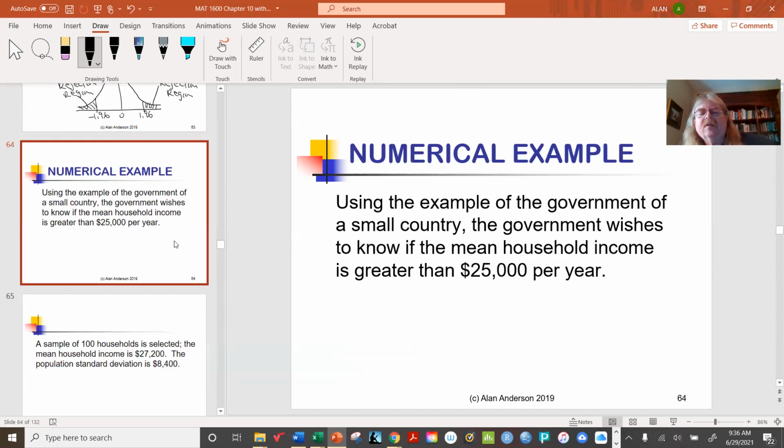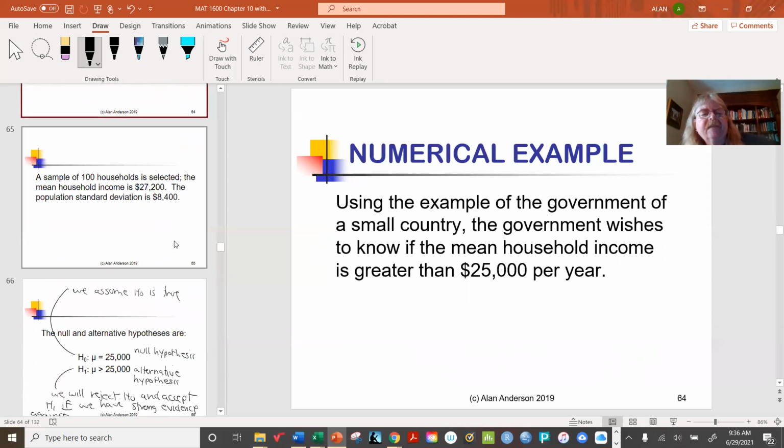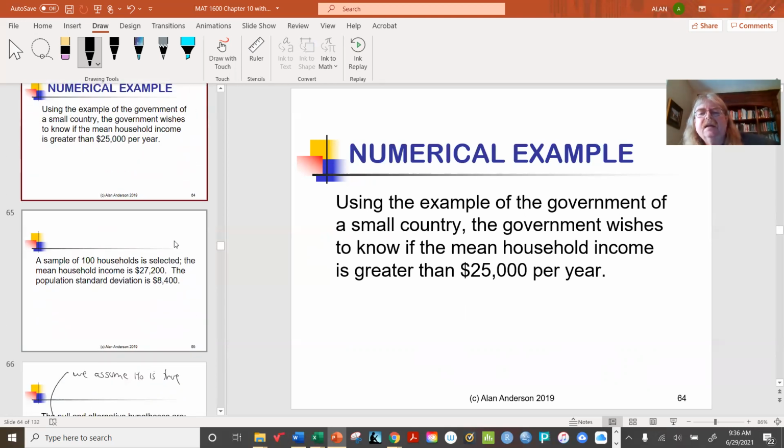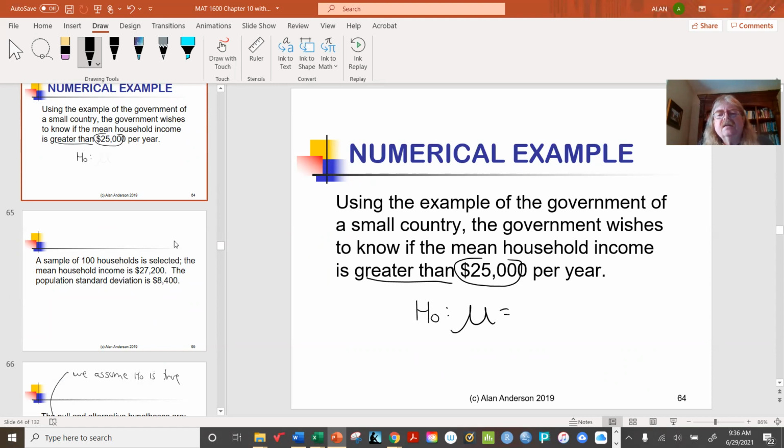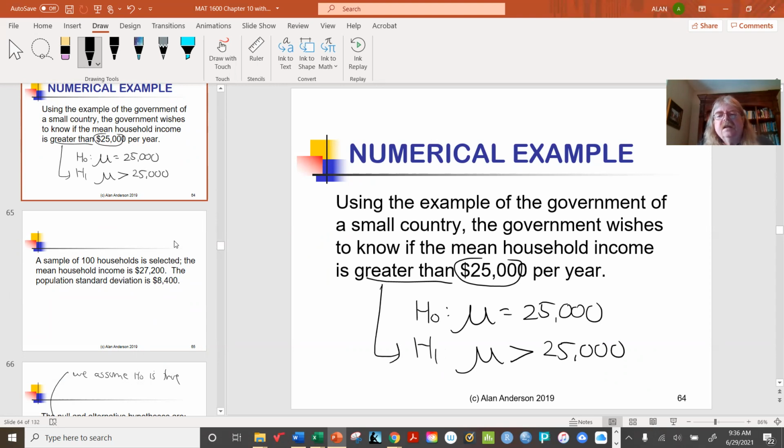Okay, so remember earlier we talked about this government that wanted to know if the mean income of its households is greater than $25,000 per year. Now, the fact that they want to know if it's greater than, already that's a hint that this is a right-tailed test. Right tail, because it says greater than. We're looking for evidence that the mean is greater than 25,000, but it has to be strong evidence.